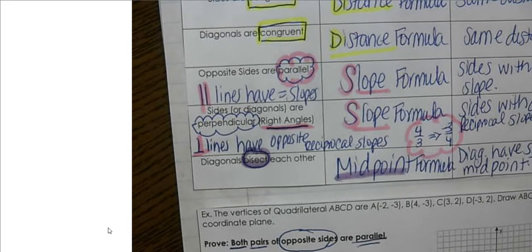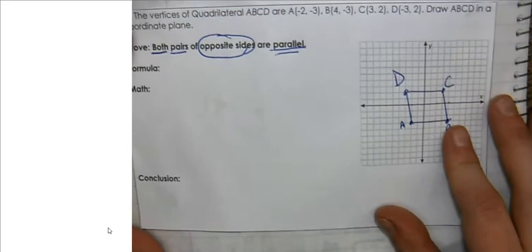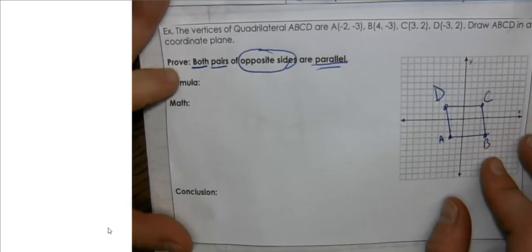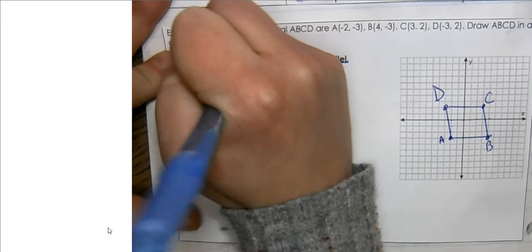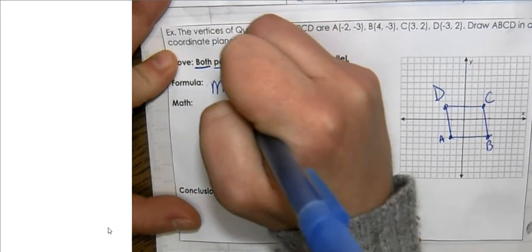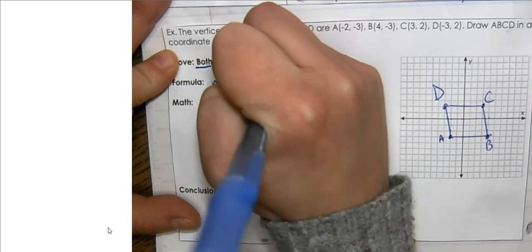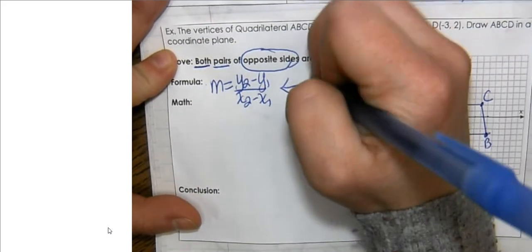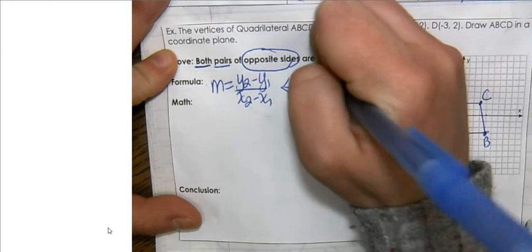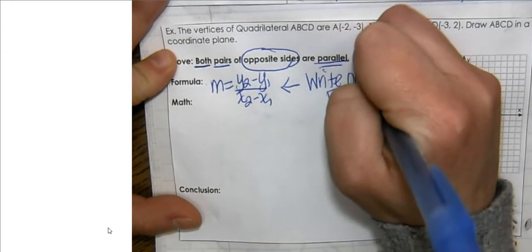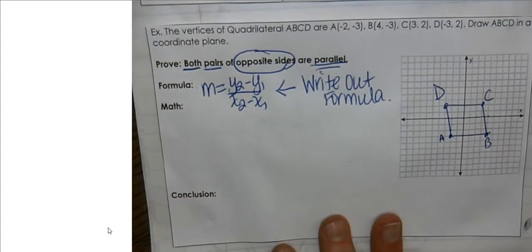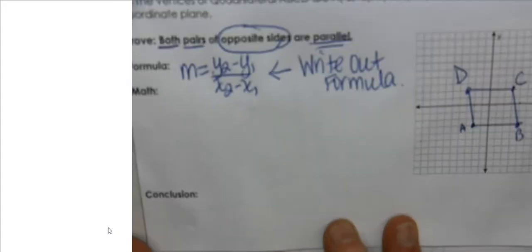And in this problem, we want to prove that both pairs of opposite sides are parallel. So the formula that we're going to use is the slope formula, which is m equals y2 minus y1 divided by x2 minus x1. You always have to write out the formula that you plan to use as a part of your proof. That is always step number one. How are you going to prove this statement?